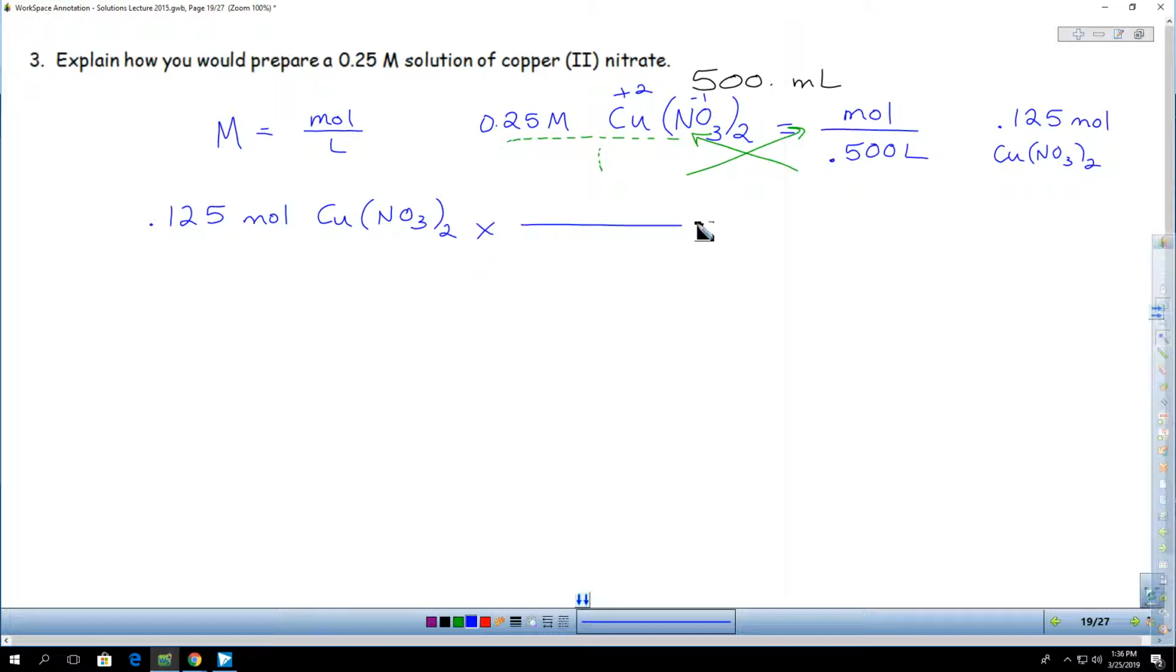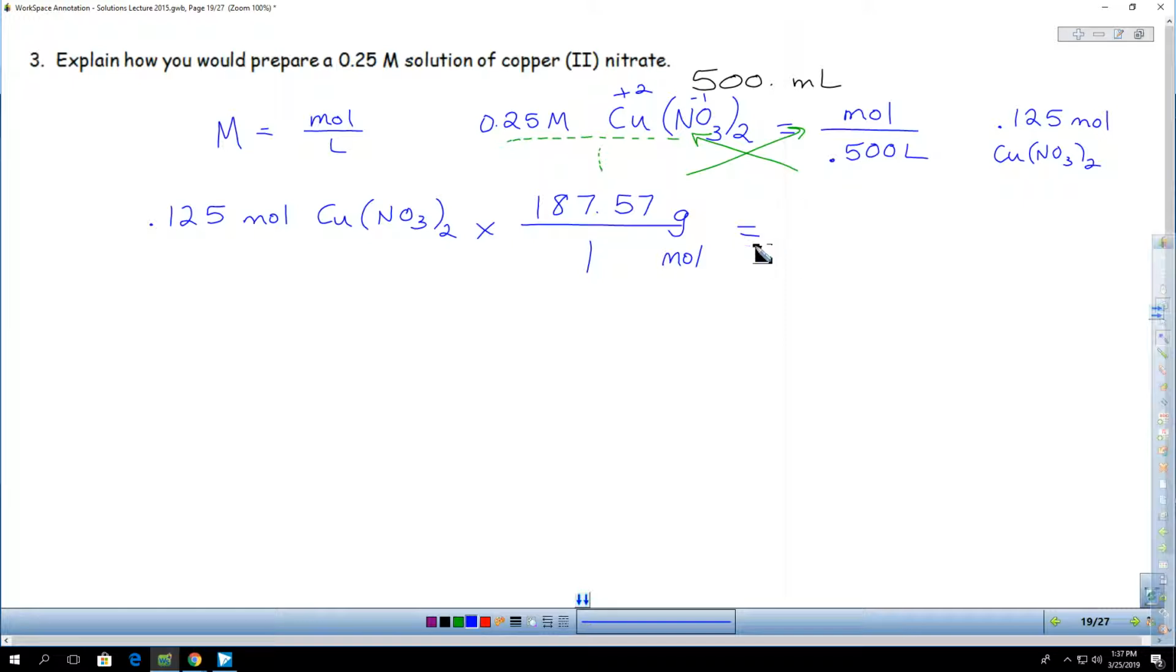Oh, this is so great. Where I'm going to cancel moles and switch it to grams. I want it in grams. 1 mole has the mass on my periodic table. I just need to add. So I need a copper plus, now we have to distribute that 2, so it's going to be 2 times the nitrogen plus 2 times 3, 6 oxygen. And I'm getting about 187.57 grams.